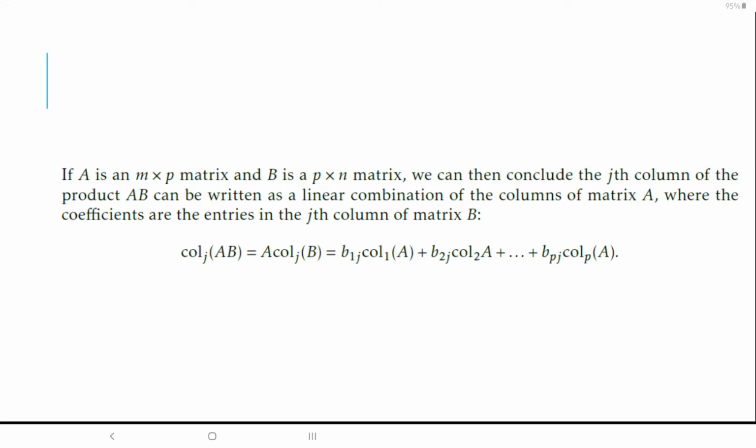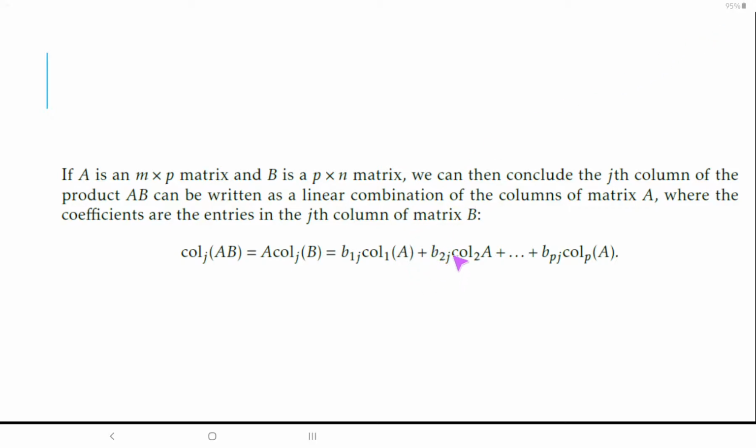Okay? So next we have the following statement. So suppose that A is an M by P and B is a P by N. So possible natin i-multiply. Then kung kukunin lang natin yung jth column ng product, okay, we can get it as the following. So the jth column of AB is just equal to the matrix A times the jth column of B, which will lead us to the following values. Okay? So, ito yung mga entries ng column ni B.